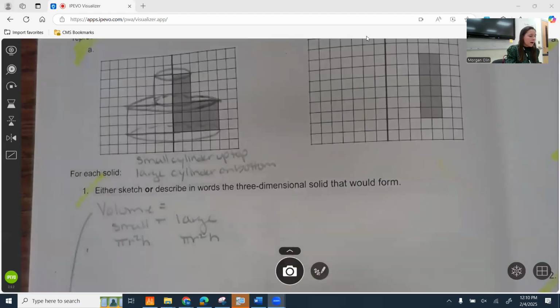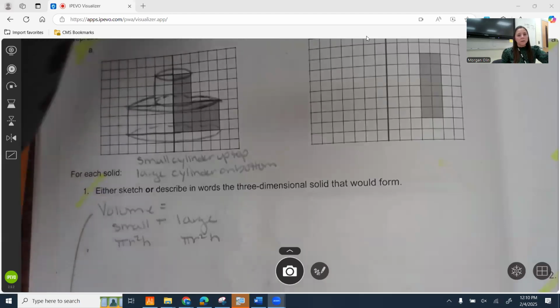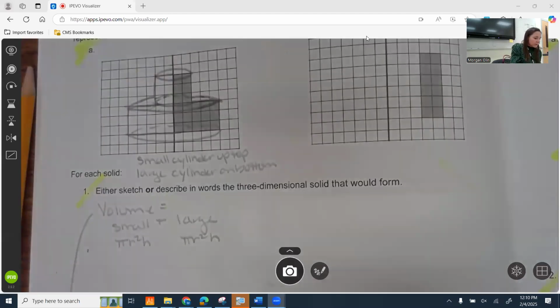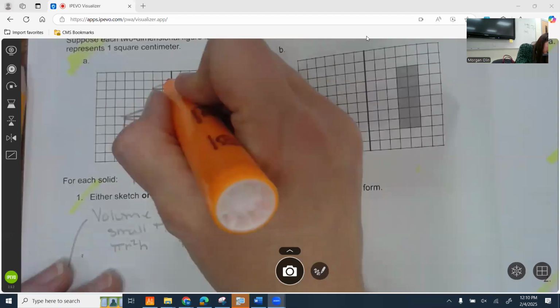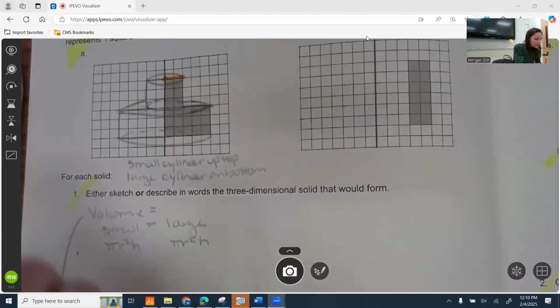Okay, so let's just talk about this one right here. All right, the small one. Now, one thing is you got to be able to pick out that radius. That radius is only half of this circle. I'm doing it in orange right there. How big is that? 2.